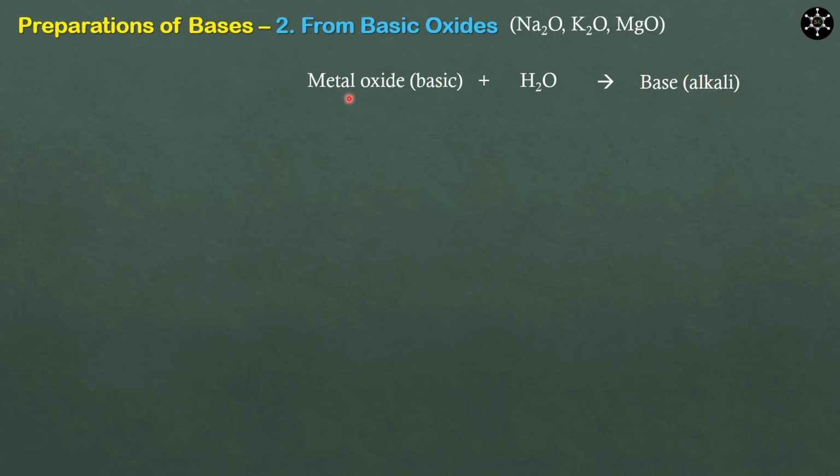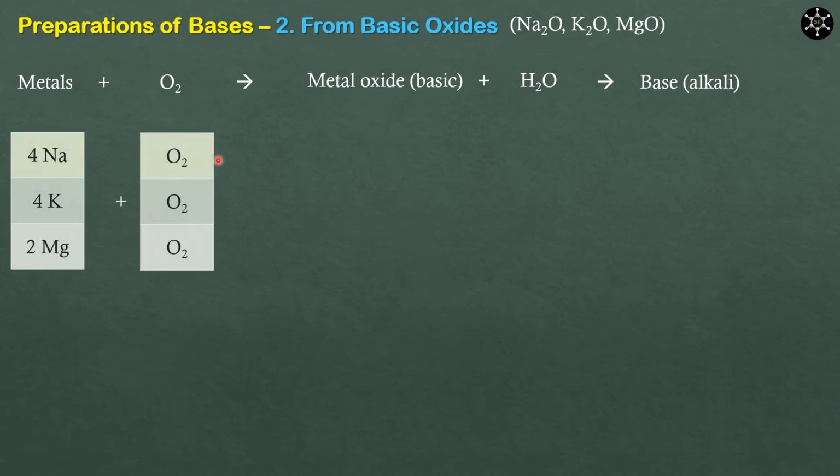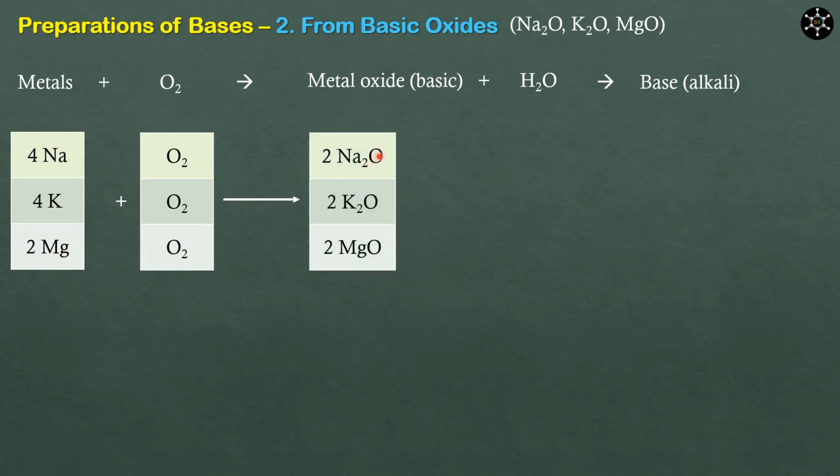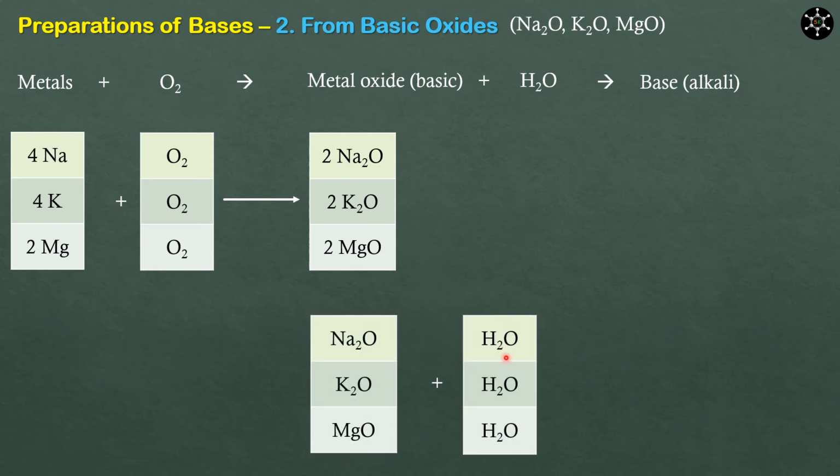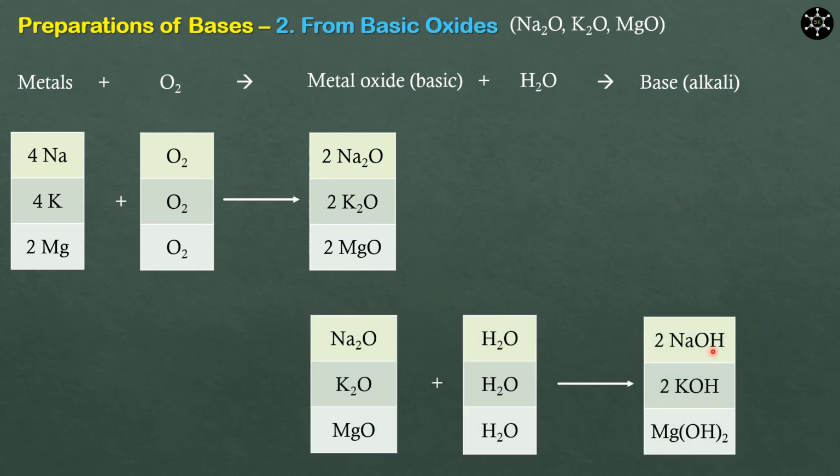For the preparation of this metal oxide, we have to treat the respective metals with oxygen. For the preparation of these oxides, we have to treat sodium, potassium and magnesium with the required amount of oxygen. This gives us sodium oxide, potassium oxide and magnesium oxide respectively. When these oxides are put into water, it gives us sodium hydroxide, potassium hydroxide or magnesium hydroxide respectively.